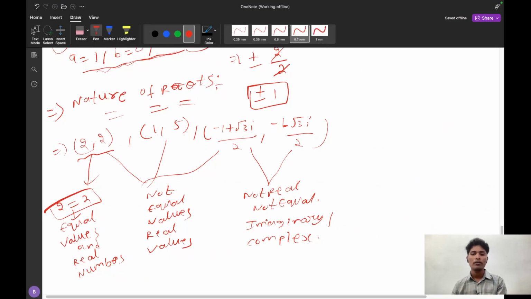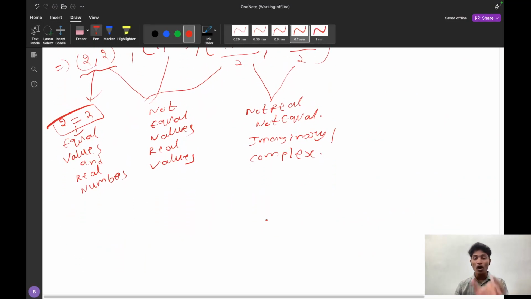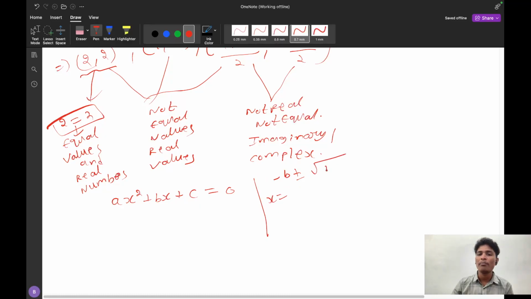Yes, understand? So what is the relation between this and the quadratic roots? If you understand what a quadratic equation is, ax square plus bx plus c, if I want to find the roots of this equation, I can easily find them: minus b plus or minus root of b square minus 4ac divided by 2a. So what is the need to calculate the nature of the roots? If I want to find the roots, it is really important to know what the nature of the roots is.